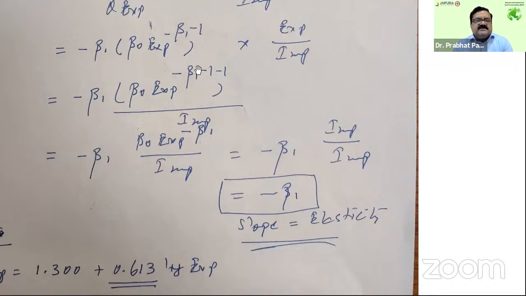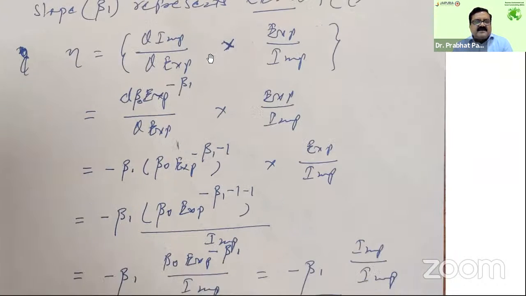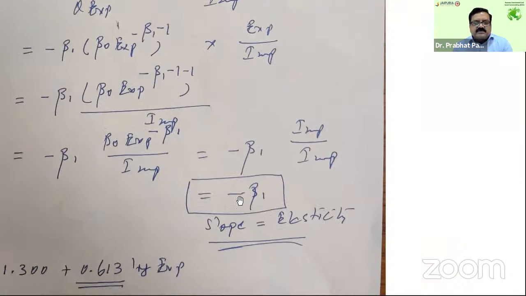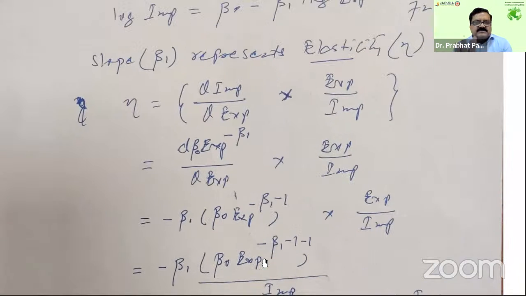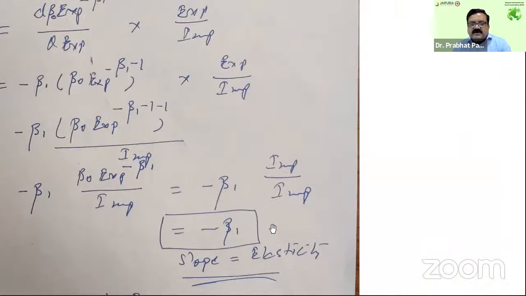So this means that, even if you're not understanding the whole process, we started with the elasticity concept like this, and we ended up with it being equal to beta 1, right? So the whole process tells us that the elasticity is equal to beta 1.